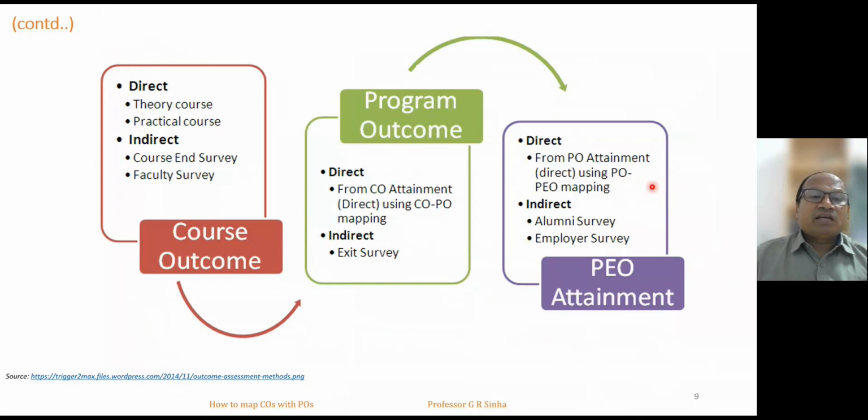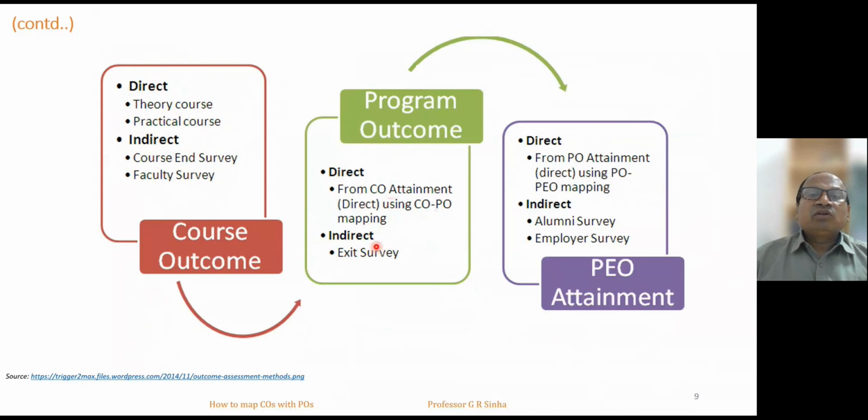So this is another diagram where we can understand there are two types of tools, direct and indirect. Direct includes theory course, practical course. Indirect includes course surveys, faculty survey, a number of exit surveys, presentations, seminars can be considered as indirect mechanism. Direct includes theory course, practical course, where you have some evaluation components. In terms of course, you have direct, how can you evaluate the program outcome directly? Just to get mapping between course outcome and program outcome.